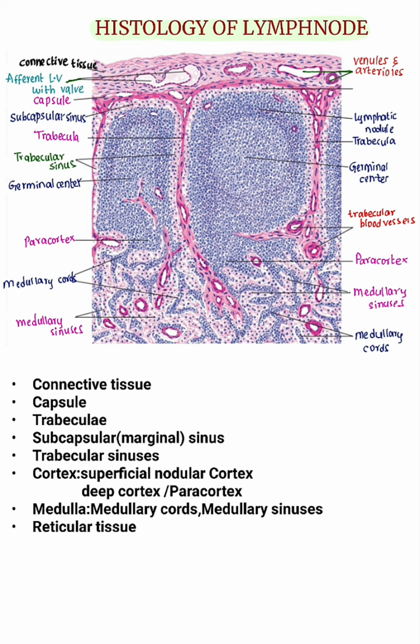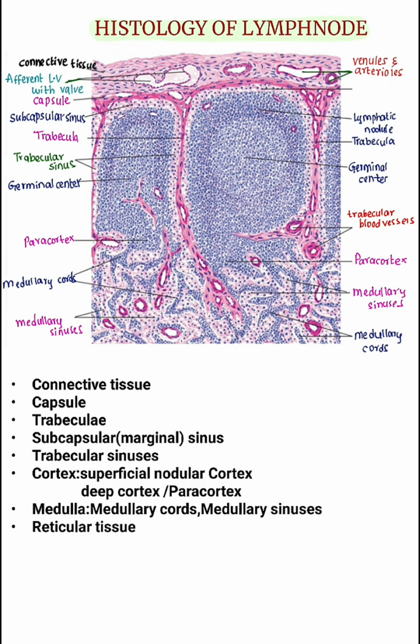Parenchyma of lymph node shows cortex and medulla. You can see outer darkly stained cortex and inner lightly stained medulla. Cortex, it is darkly stained outer part of the parenchyma. It consists of superficial nodular cortex and deep cortex or paracortex.